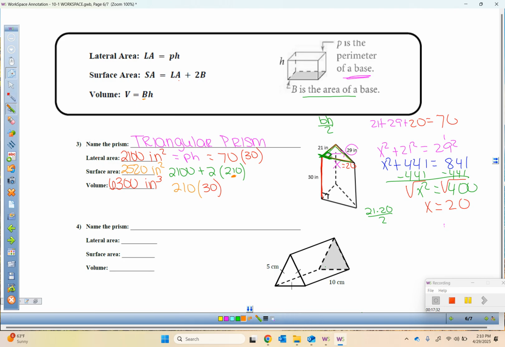All right, let's come down here and name this prism. So we have a base here, and we have a base here. One way I know that those are my bases is because my sides are always going to be rectangles, right? So what did you say? You said this was a what? A triangular. Very good. Triangular prism.